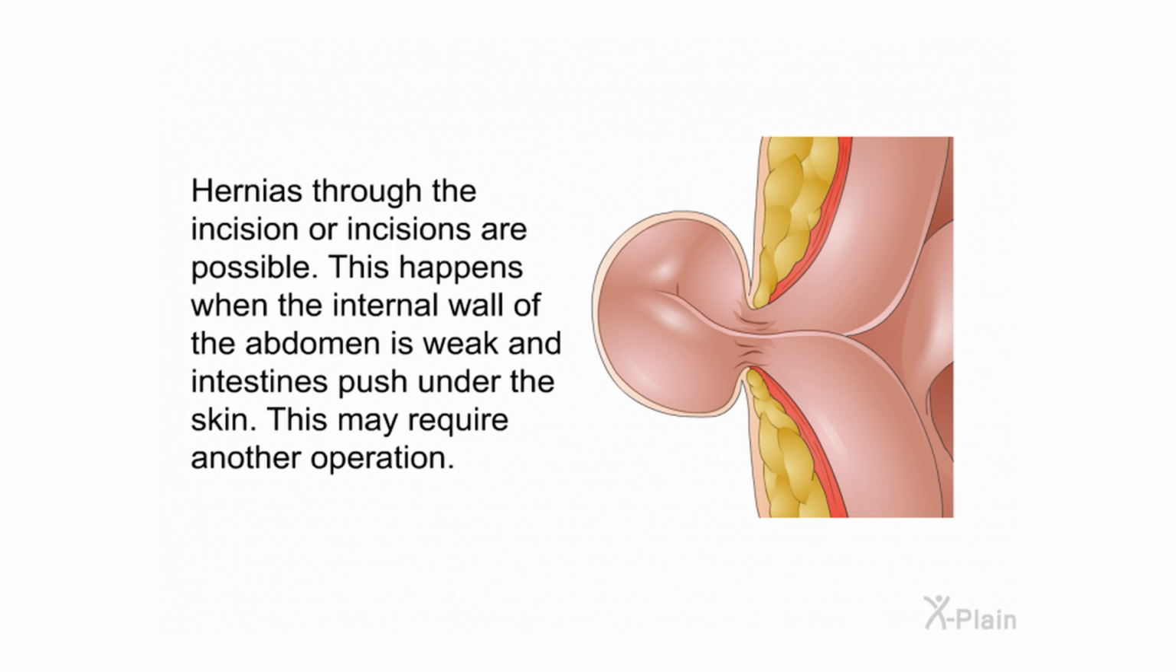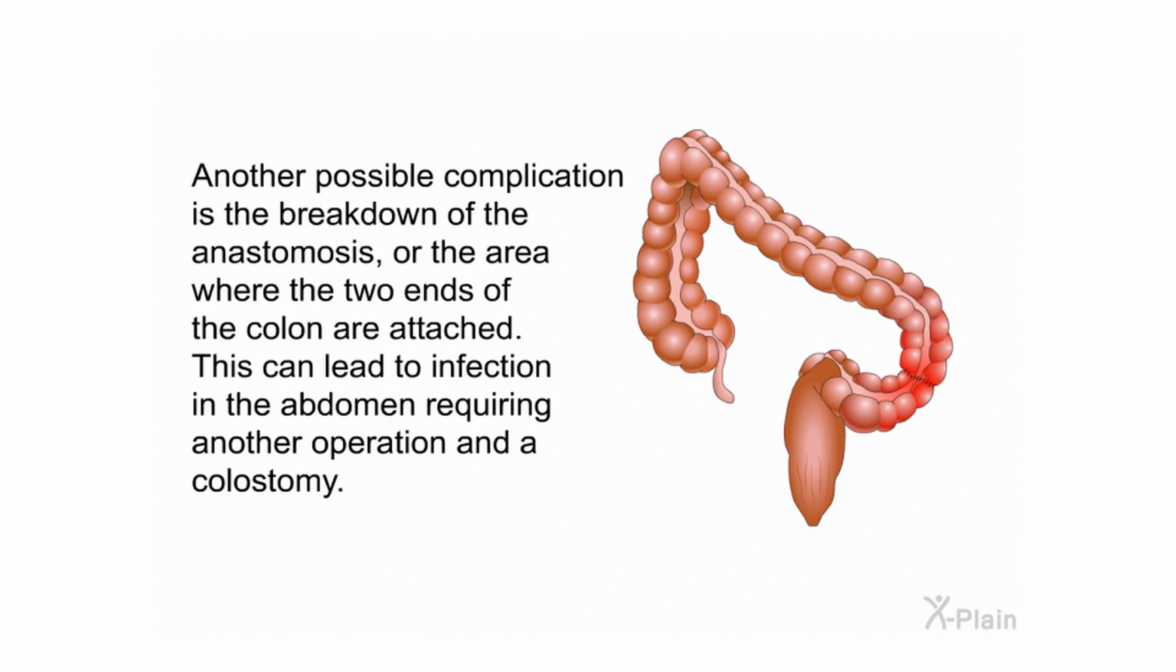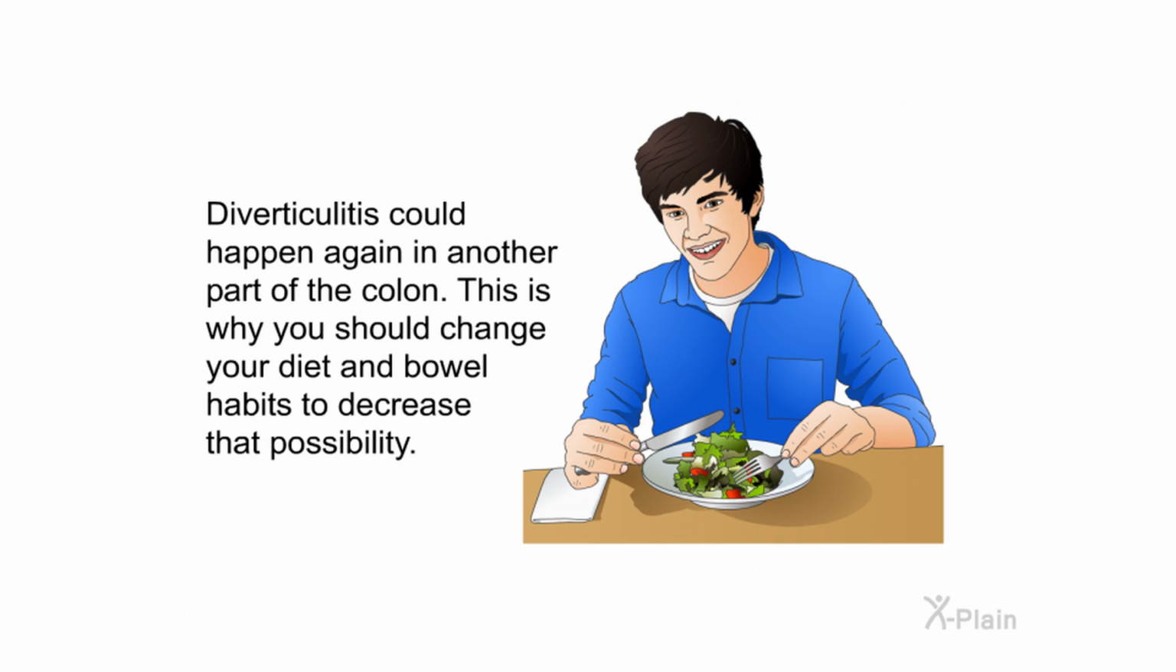Hernias through the incision or incisions are possible. This happens when the internal wall of the abdomen is weak and intestines push under the skin. This may require another operation. Another possible complication is the breakdown of the anastomosis, or the area where the two ends of the colon are attached. This can lead to infection in the abdomen requiring another operation and a colostomy. Diverticulitis could happen again in another part of the colon. This is why you should change your diet and bowel habits to decrease that possibility.